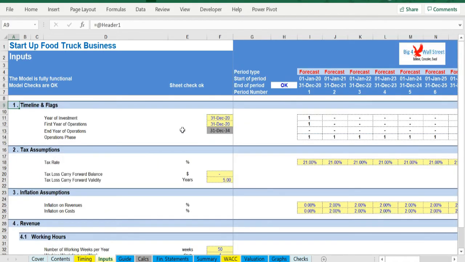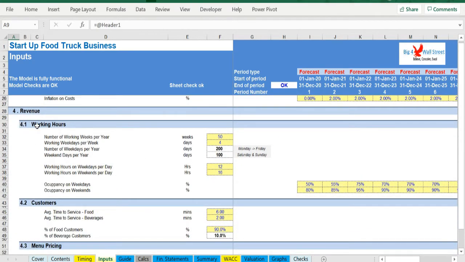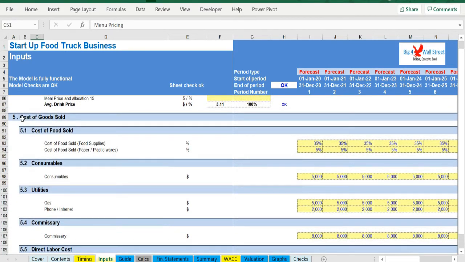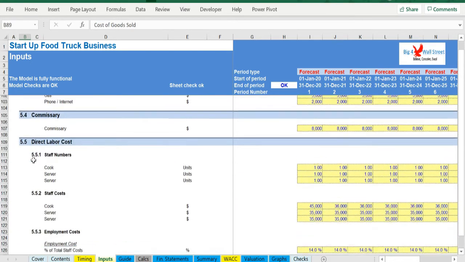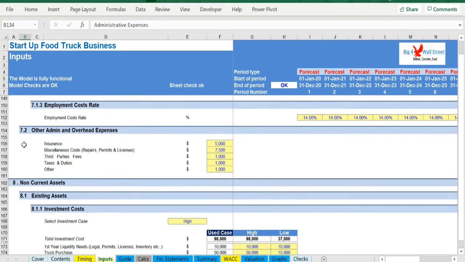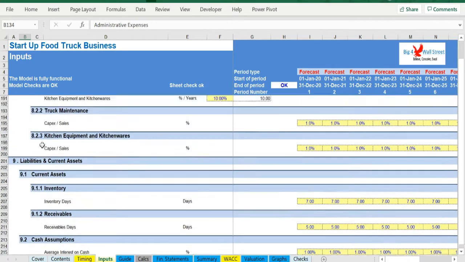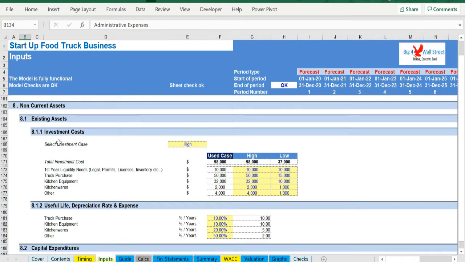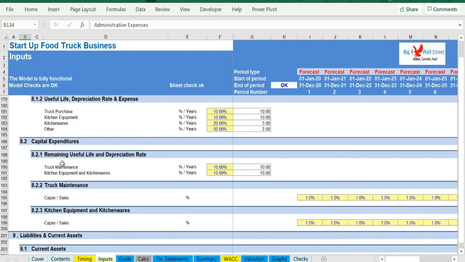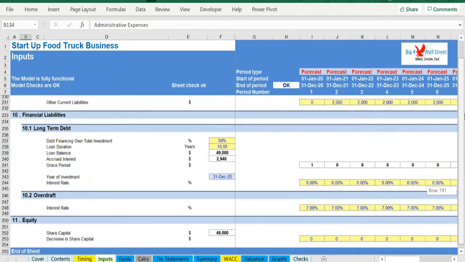Moving on to the inputs, in this tab the user needs to adjust the business drivers in the yellow cells. The revenue drivers consist of the working hours, customers, and the menu pricing. The costs to support the revenue drivers of the business are split into cost of goods sold and sales and general administrative expenses. Other drivers include receivables days, payable days, inventory days, and income tax. Additional assumptions include depreciation period in years, for both the initial investment and subsequent capital expenditures, debt gearing, interest on loans, term loan, overdraft, and share capital.